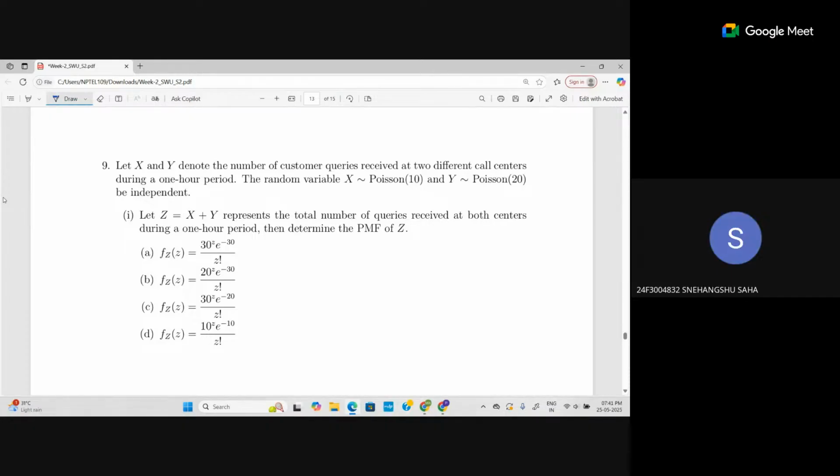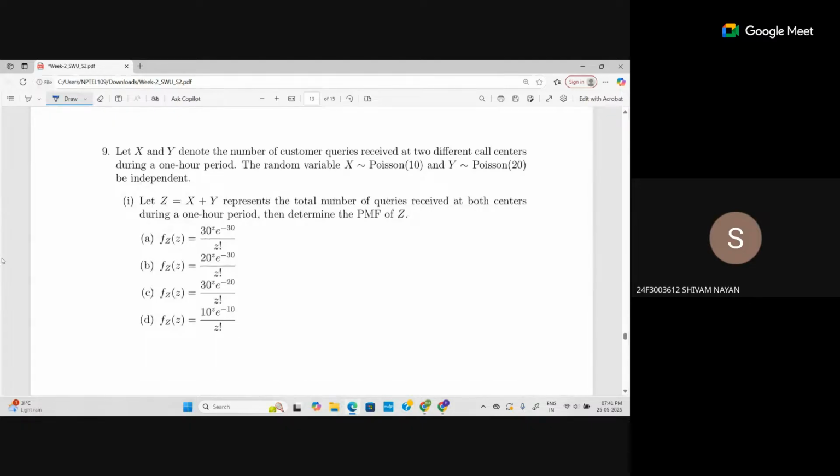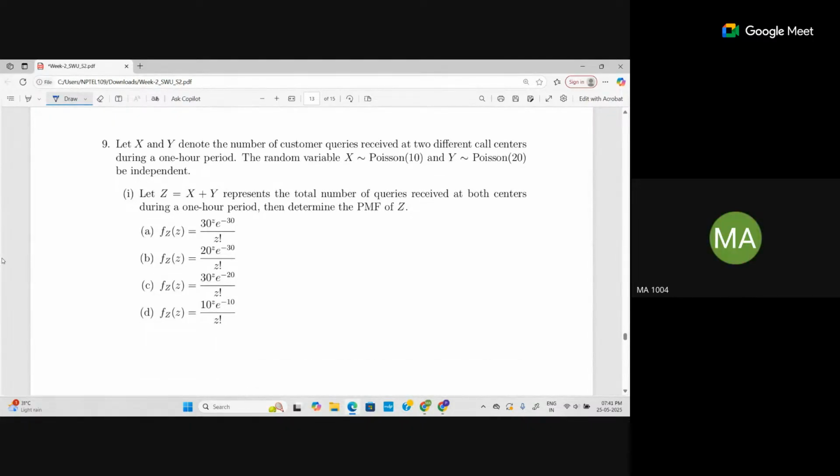A. A will be the answer. So how did you find that A is the answer? Z will be the Poisson distribution with lambda 30, 10 plus 20.